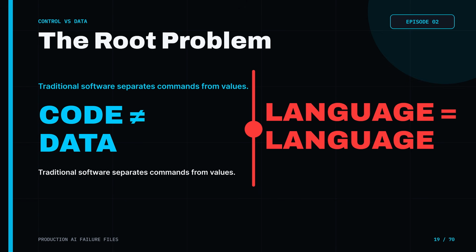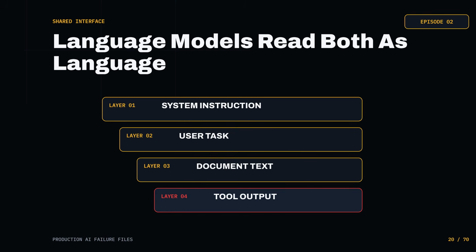Secure systems preserve that boundary and reject unsafe transitions. A language model receives instructions and data through a shared language interface. The application may label one block system and another block document, but the model still has to infer which language should control its behavior and which language should only be analyzed.